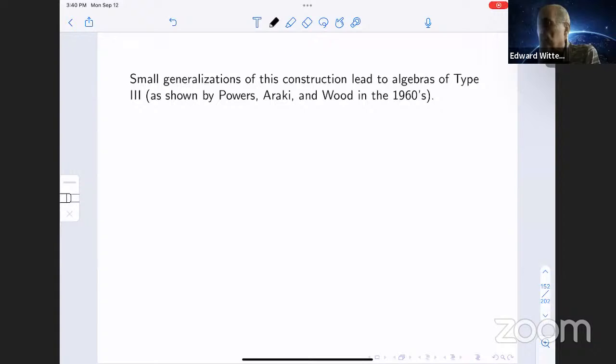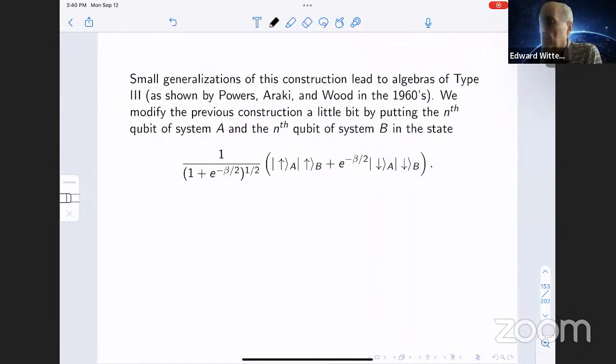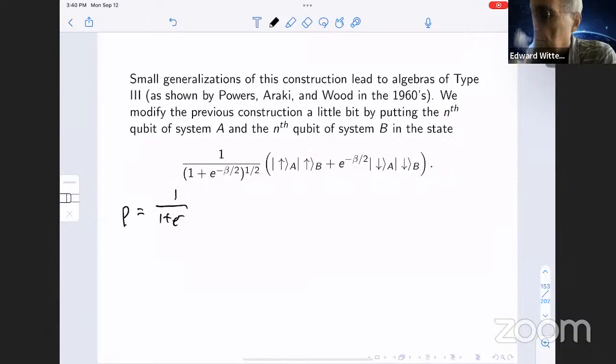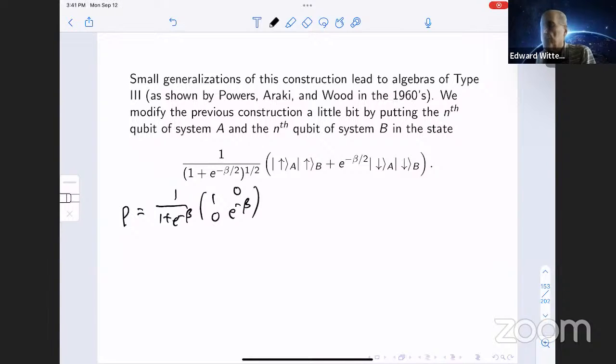Small generalizations of this construction lead to algebras of type 3. We just modify the previous construction a little bit so that the density matrix for each qubit is not a multiple of the identity. Any generic state will do, but this is an example. For this state, the density matrix is this 2 by 2 matrix. So it's positive and it's invertible, but it's not a multiple of the identity.